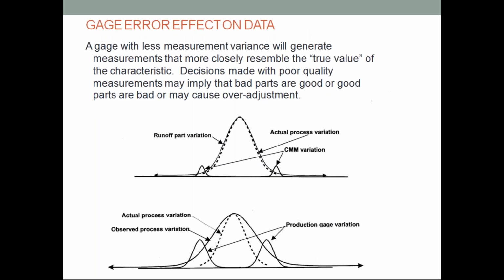So what is the effect of gauge error on data? A gauge with less measurement variance will generate measurements that more closely resemble the true value of the characteristic, which is what you want when you're trying to make decisions on a characteristic. Decisions made with poor quality measurements may imply that bad parts are good or good parts are bad, and may also cause overadjustment, which is something we're always trying to avoid.